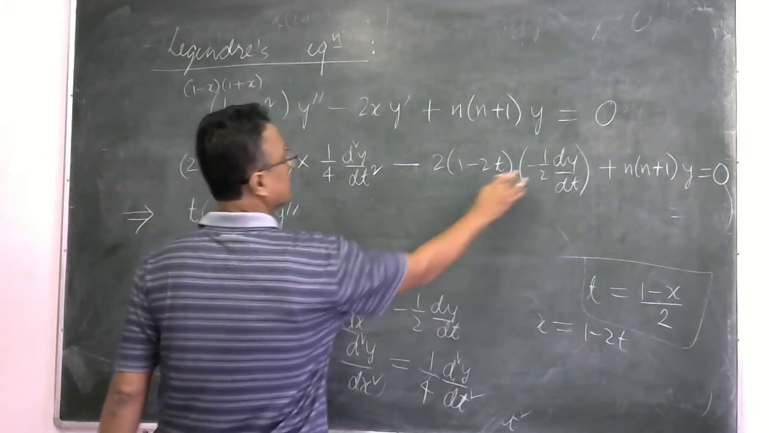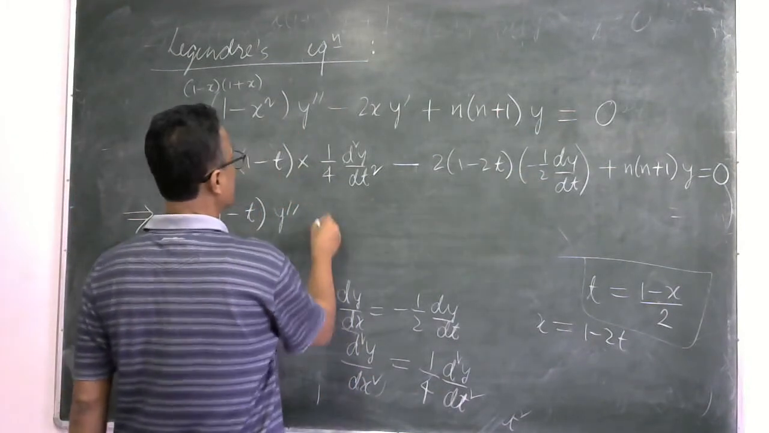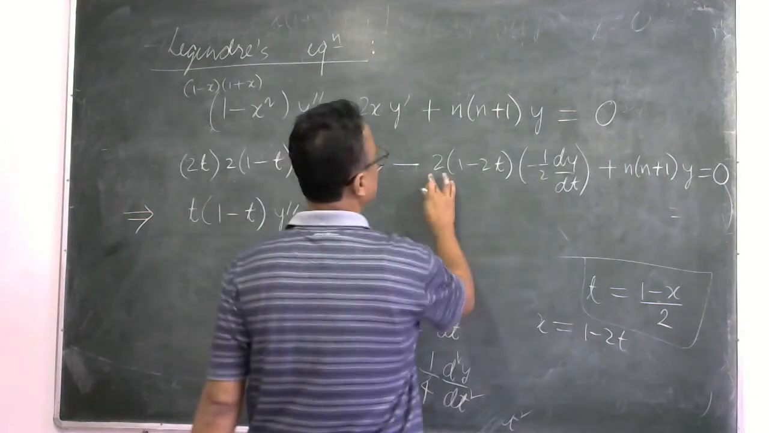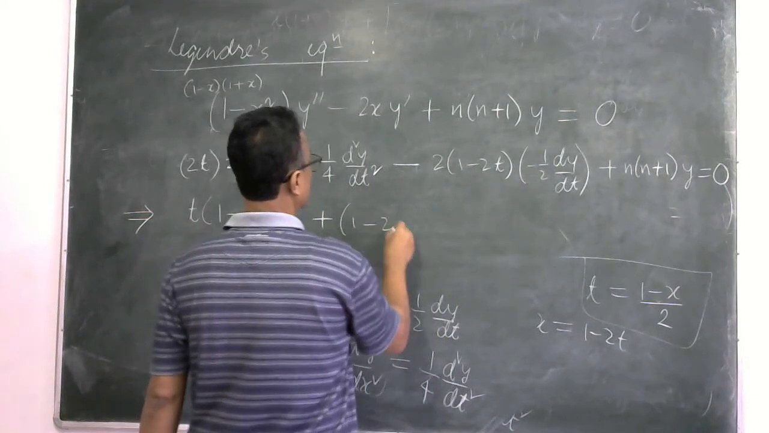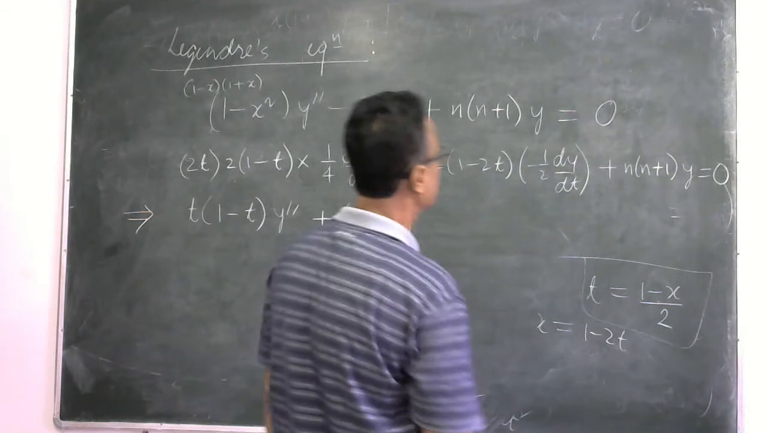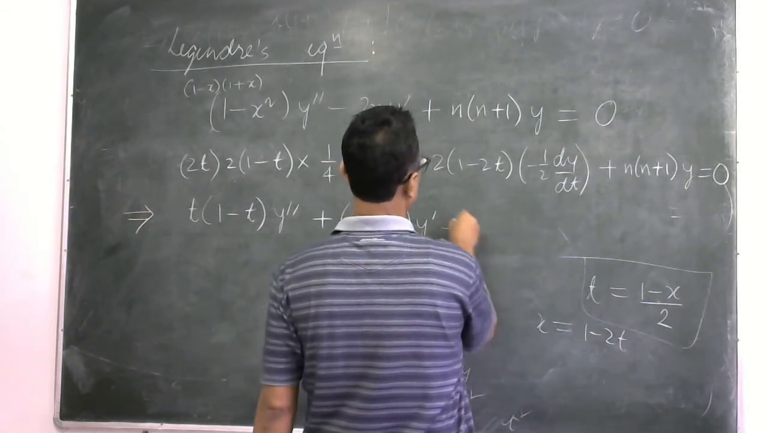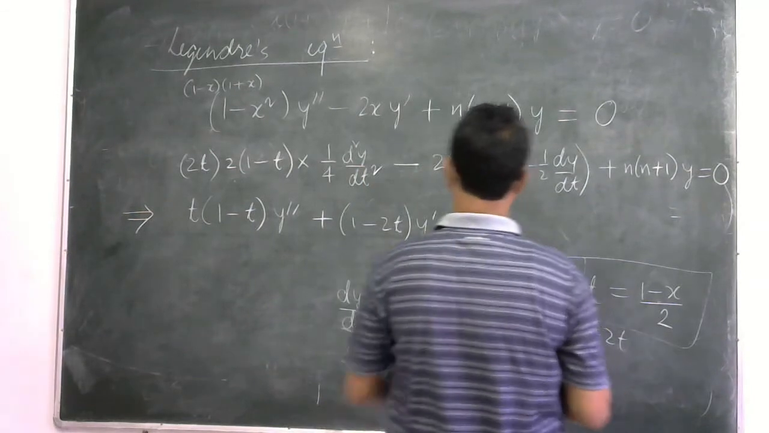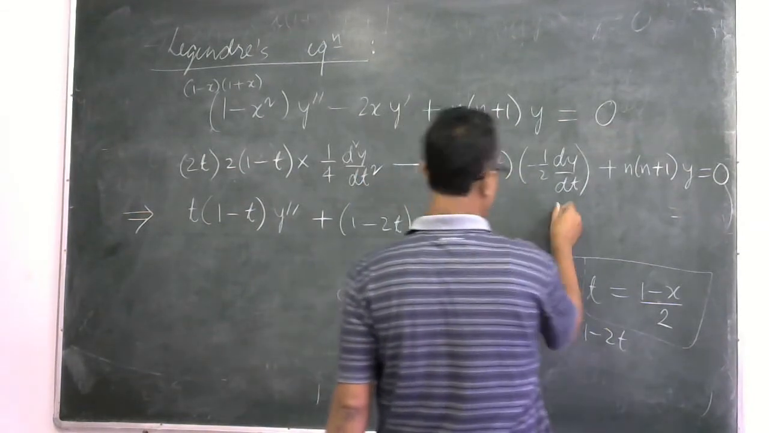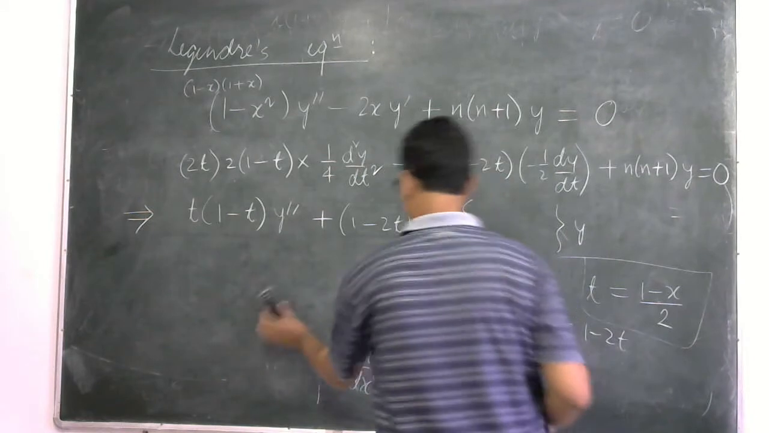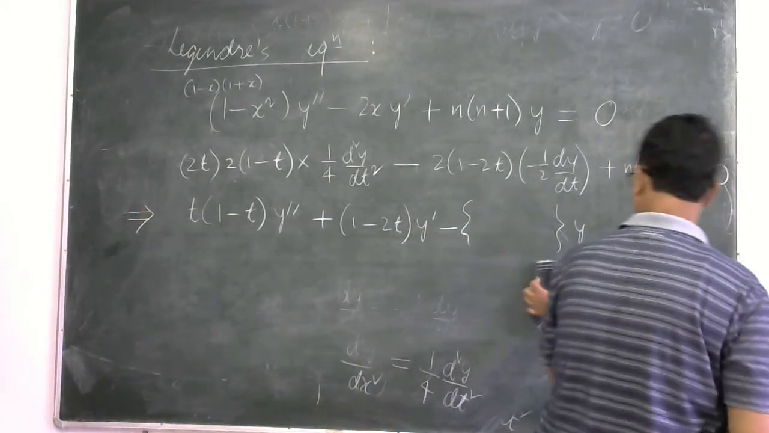So then this is going to give me plus, this 2 goes out, 1 minus 2t y prime. This I am leaving for you. You will get the hint from there. Okay.